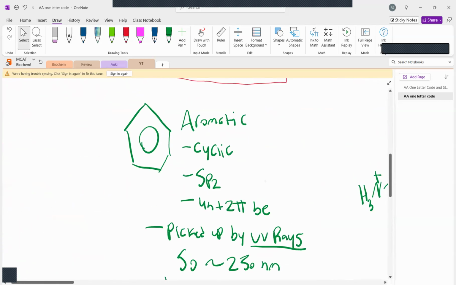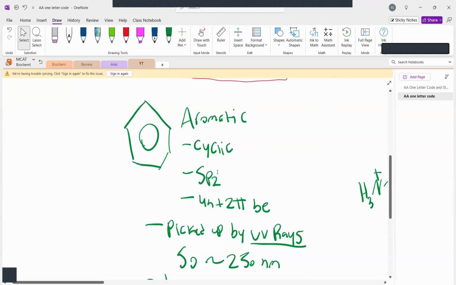So why are aromatic amino acids kind of important? What is an aromatic compound to begin with? So this is my little benzene. Most aromatic compounds have to be cyclic. All of them have to have sp2 hybridization, so that double bond is an sp2. And then it has to have 4n plus 2 pi bonding electrons, but that's not why it's super important. The MCAT likes to test a lot.